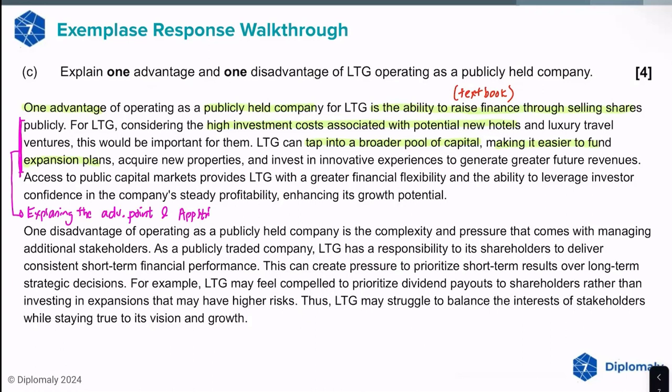And then the fourth sentence, remember, you need to link it to the impact on the business, right? And that impact could be on the business itself or on specific stakeholders, right? Now, it doesn't have to be both. You can talk about either one of them, but you do need to have some sort of link to that impact, right? So here, by having access to the public capital market, so the stock exchange, LTG now has greater financial flexibility, right? And they can now have more steady profitability to help them support their growth.